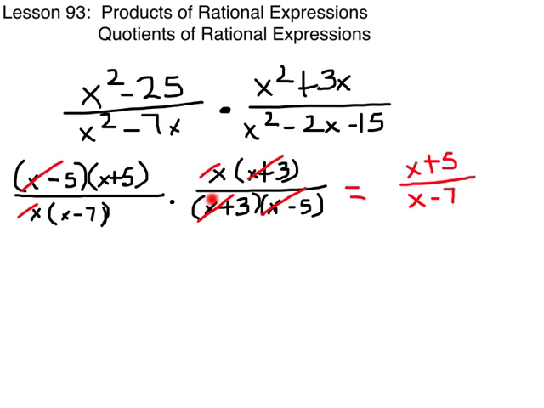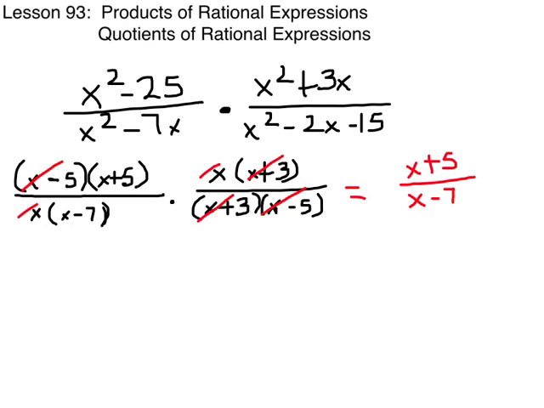Once we have factored everything out, then we're going to start another one of my favorite things, which is cross-canceling. We're going to cross-cancel everything we can. So this x and this x will cancel each other out. This x minus 5 and this x minus 5. This x plus 3 and this x plus 3. And then we're going to see what we're left with. We're actually left with x plus 5 on the top, x minus 7 on the bottom. And that is our answer to all of this. Isn't that fun? I love this.